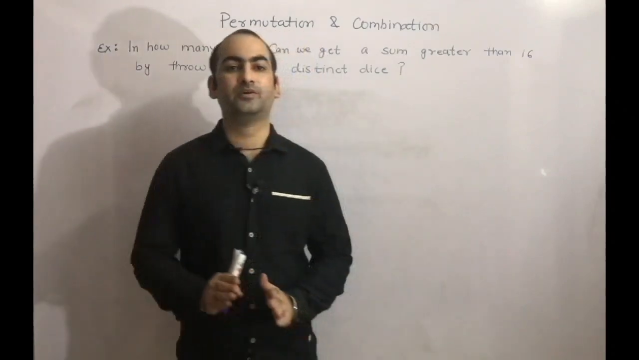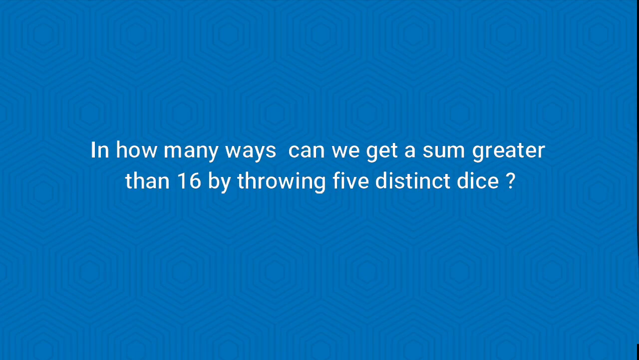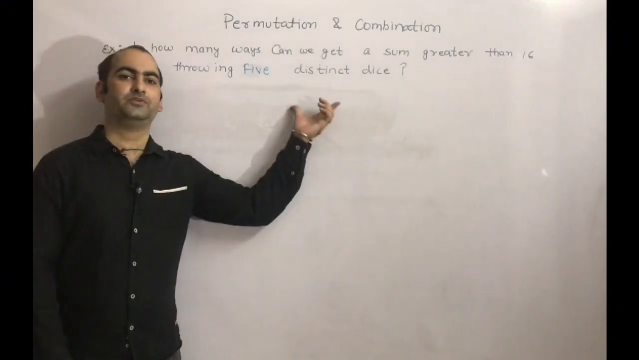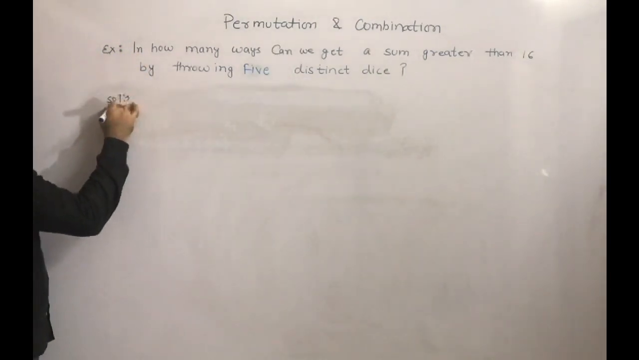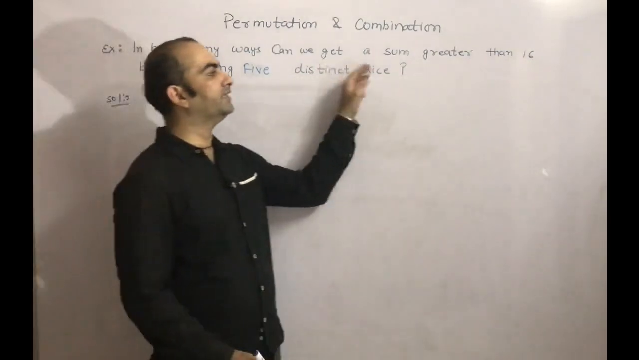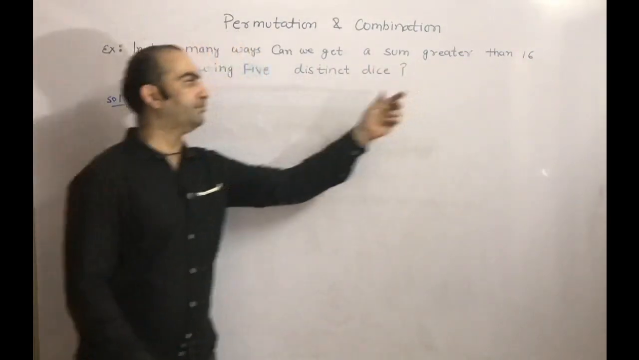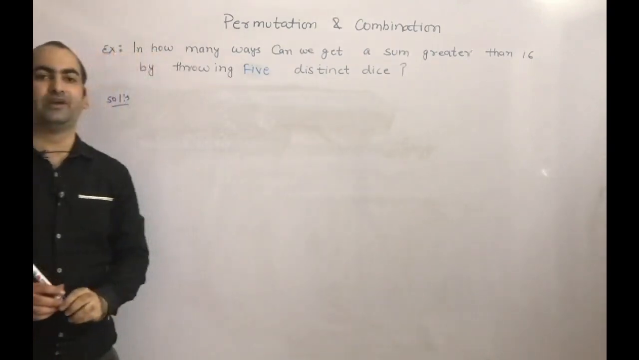So first problem of today's lecture is, in how many ways can we get a sum greater than 16 by throwing 5 distinct dice? So this problem we have to solve. Now solution. According to the problem, we want to find in how many ways can we get a sum greater than 16 by using 5 distinct dice. So according to the problem we have 5 distinct dice.